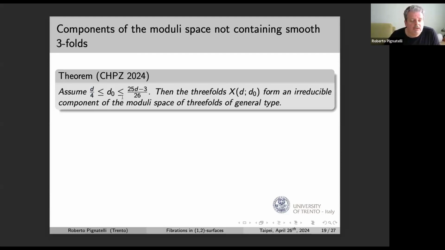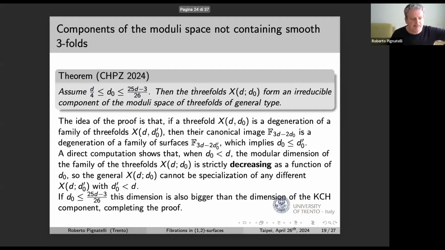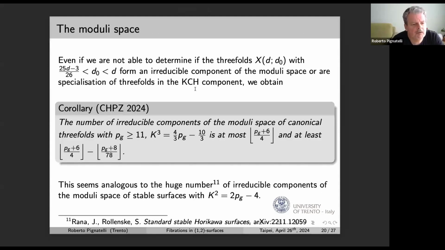And up to now, I can do it only for d0 smaller or equal to this number, which is a bit smaller than d: 25th d minus 3 out of 26. And under this, for this d0, we get a new irreducible component. So let me skip the idea of the proof of it. Of course, we can ask it later, but let me go to the last minutes. I have the consequence of it, and I want to say something about it.